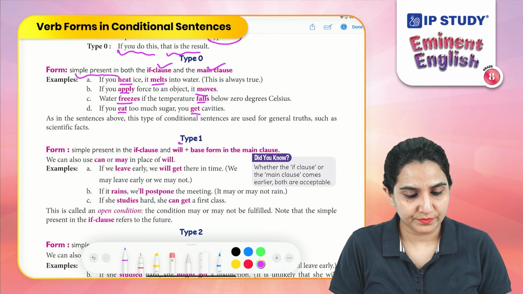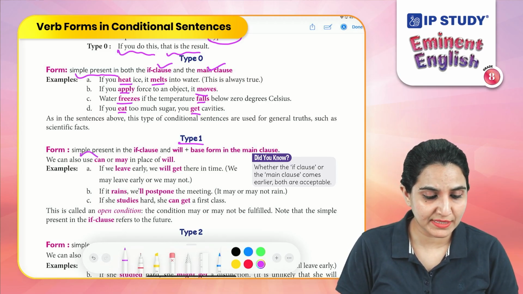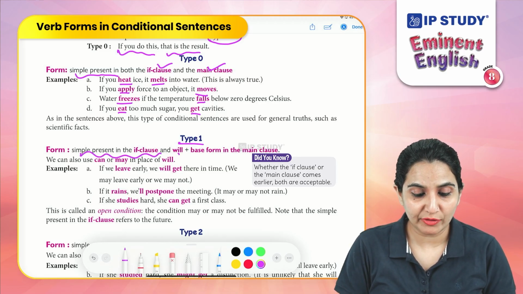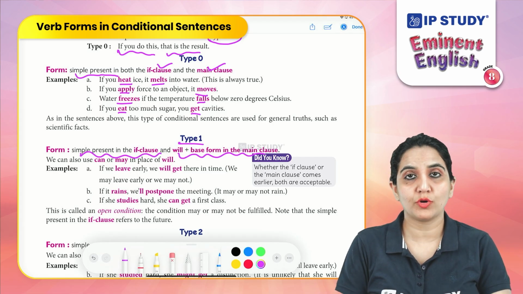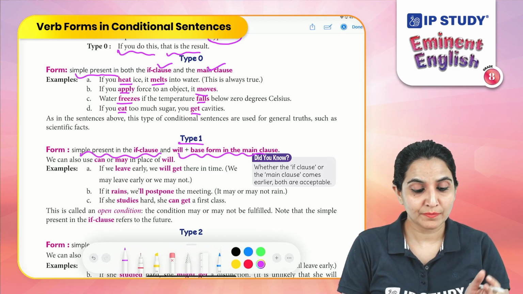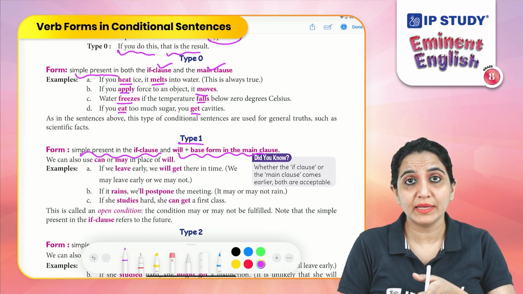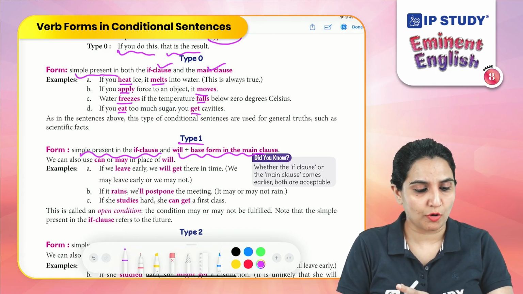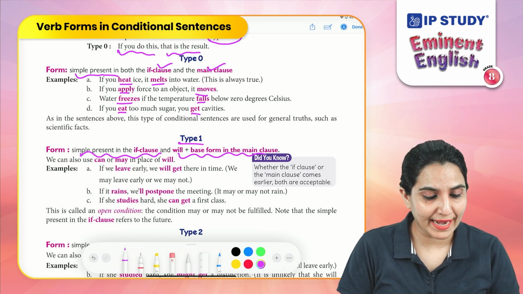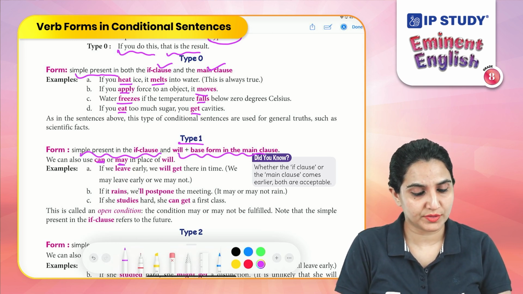Type 1. Type 1 has the simple present tense in the if clause and will with the base form in the main clause. That means the if clause is in simple present tense, but the main clause is with will along with the base form. We can also use can or may in place of will in the main clause.